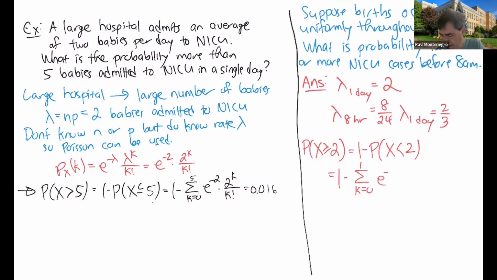So e to the minus lambda times lambda to the k over k factorial. With only two values, you're probably better off just typing them in. So I'll just write them down here. So I'll type them into Wolfram and give you the answers, but not switch screens back and forth.